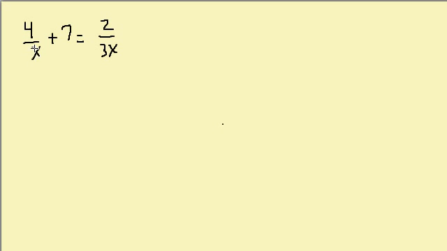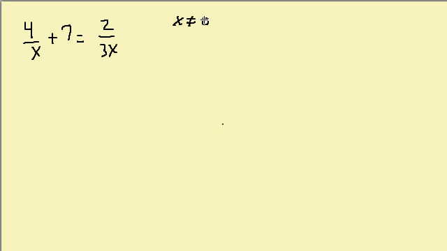So you can see here on this 4 over x, if I let x equal 0, then I would have 4 over 0, which is undefined. And also here, 2 over 3x, if x is 0, then 3 times 0 is 0, and 2 over 0 is undefined. So we cannot have x equals 0 because that would make this undefined. So x cannot equal 0.